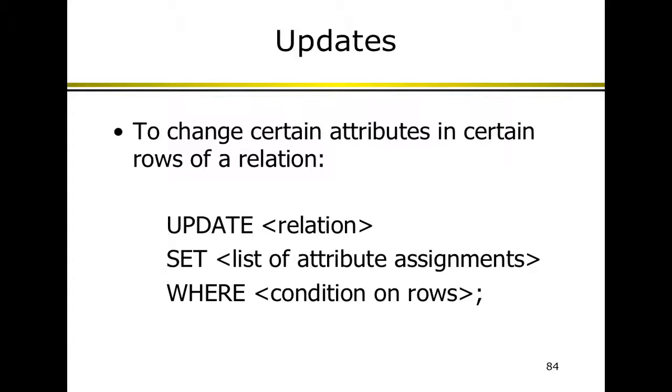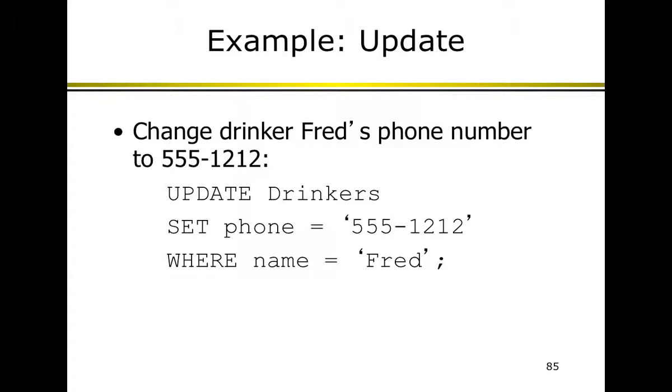Updates. This is how you're going to change data in the database. Update the table, set a list of attribute assignments where a condition exists. For example, change drinker Fred's phone number to 5551212. So update drinkers, set the phone equal to 5551212 where the name is equal to Fred. It's called update.